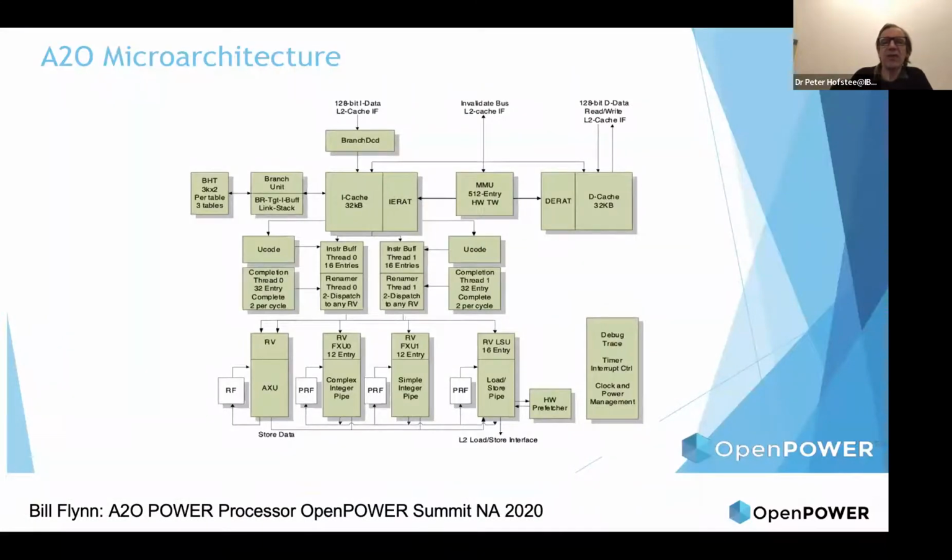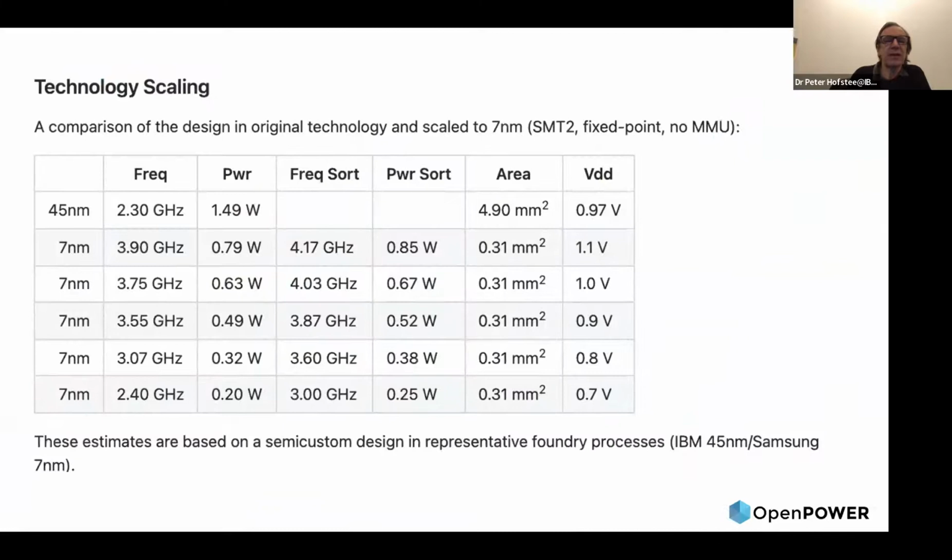Here's a block diagram of that processor. Again, I won't go into detail here. I think the previous one was something like 0.017. You can see that this one would be not quite twice as big, but a little bit bigger than an A2I core.